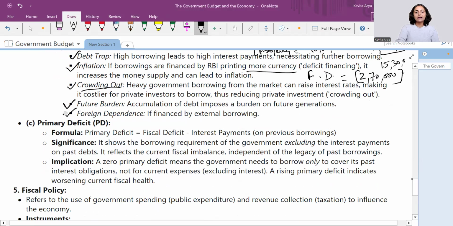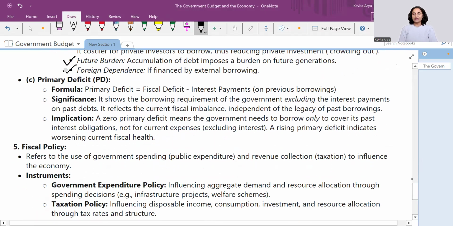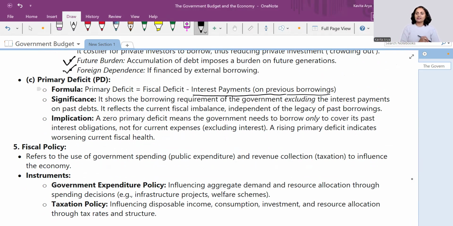And then the third and the last type of deficit is the primary deficit. Now, what does it indicate? It talks about the ongoing year particularly. That is, government excluding the interest which was taken up on the previous borrowing. Just for this part, just leave this. Is the government managing the ongoing year well or not? Right. So it means fiscal deficit minus interest payments. It shows the borrowing requirement of the government, excluding the interest payments on the past debts. It simply reflects the current fiscal imbalances.